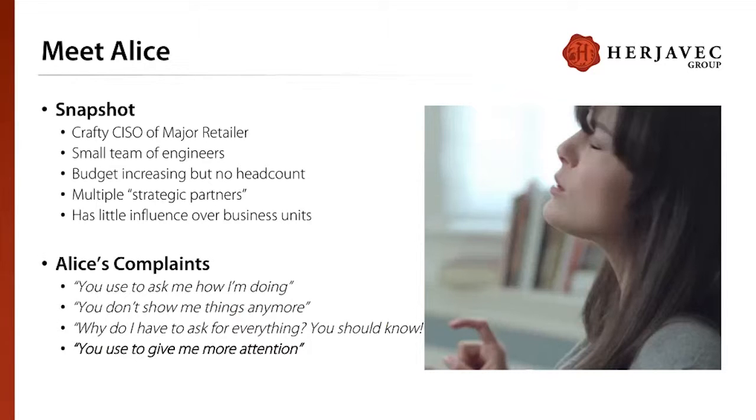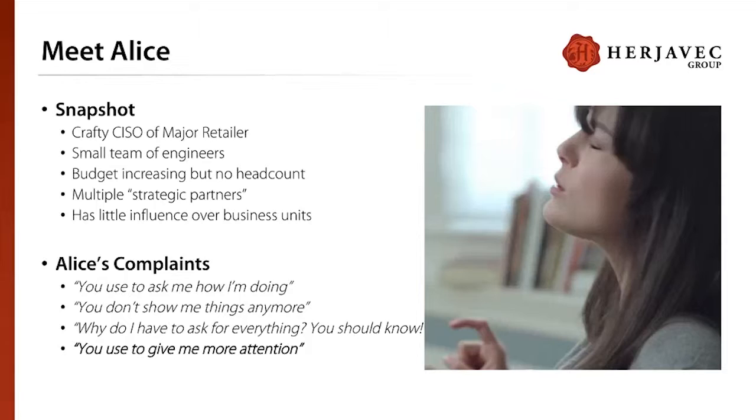Alice's complaints about Bob. So Bob used to come and ask her how things were going as far as the overall security program. Bob used to give roadmap presentations of what's coming, make recommendations on what other things she should consider, offer his resources up for free to help with her projects that were going on. She used to get a lot more attention helping to develop her program, not anymore.